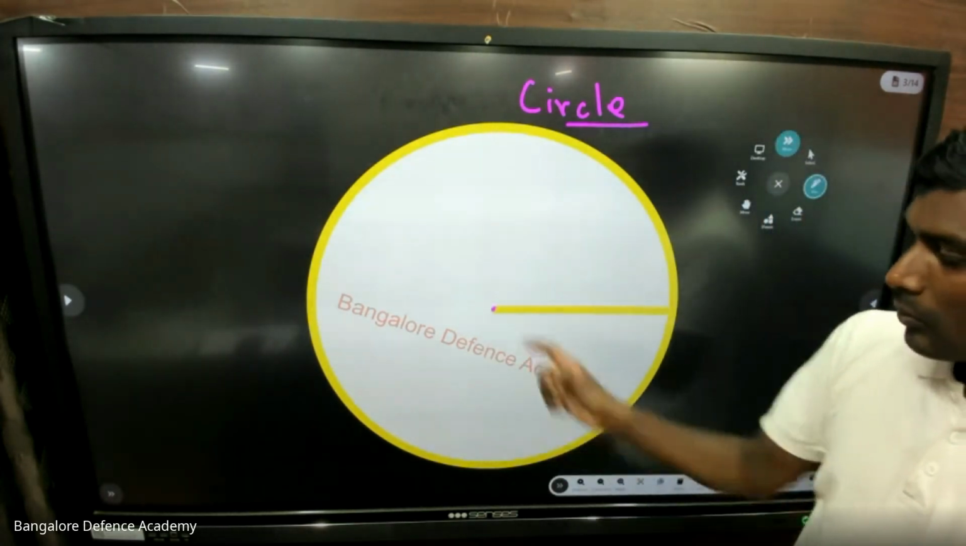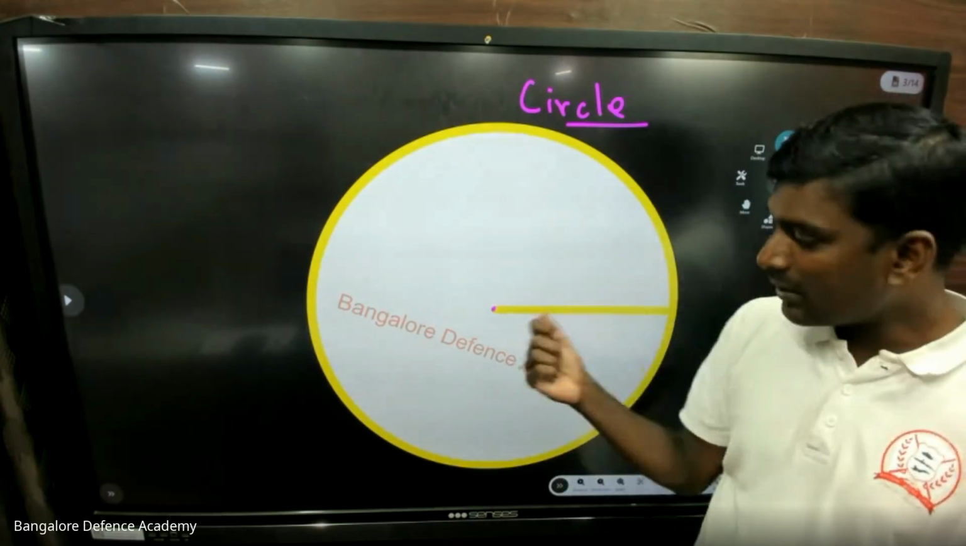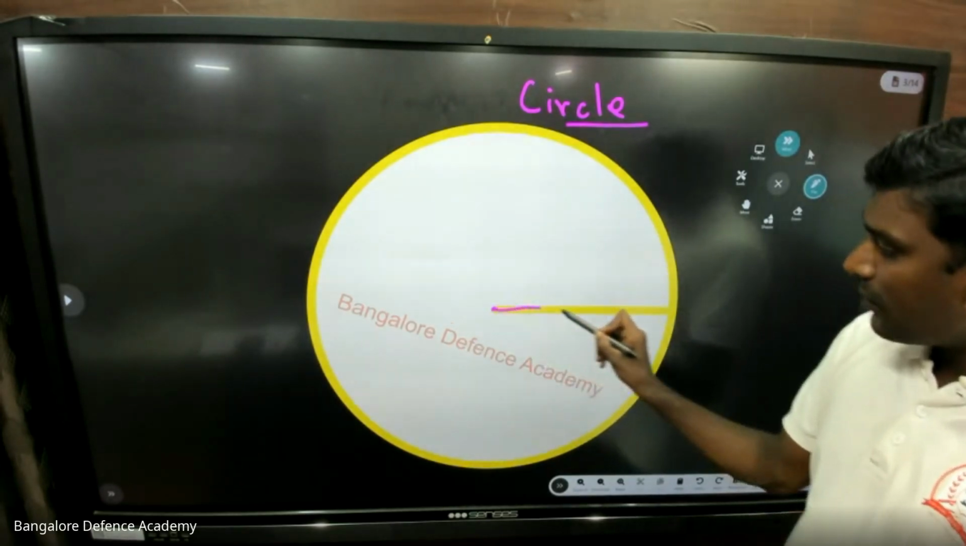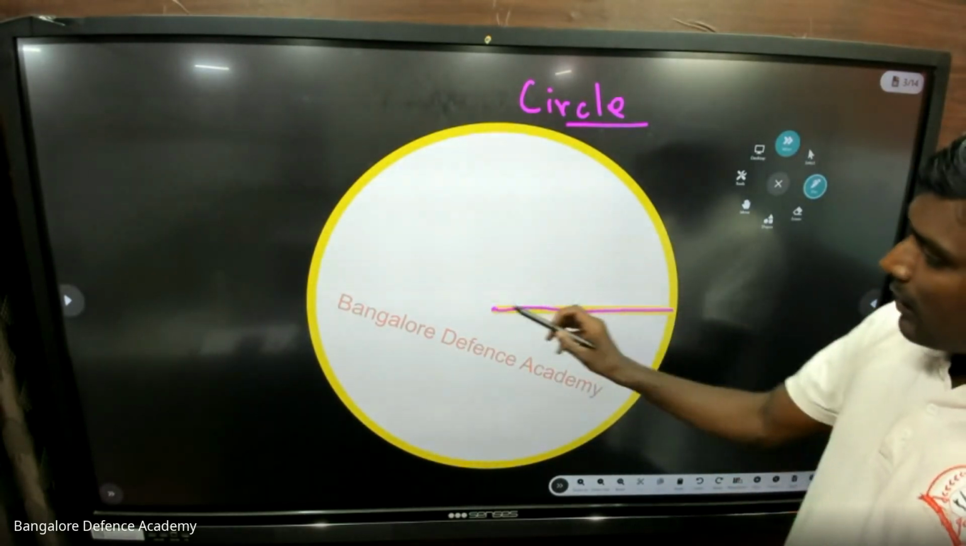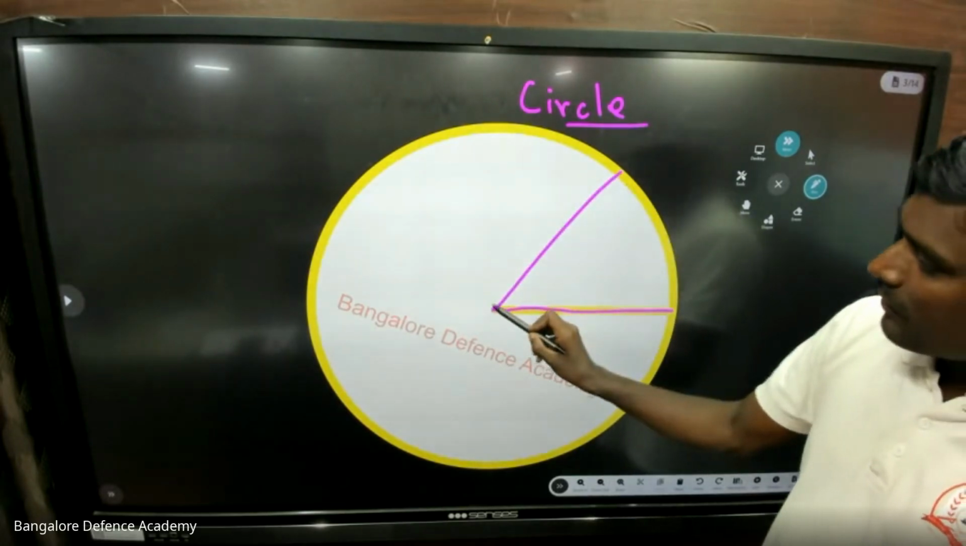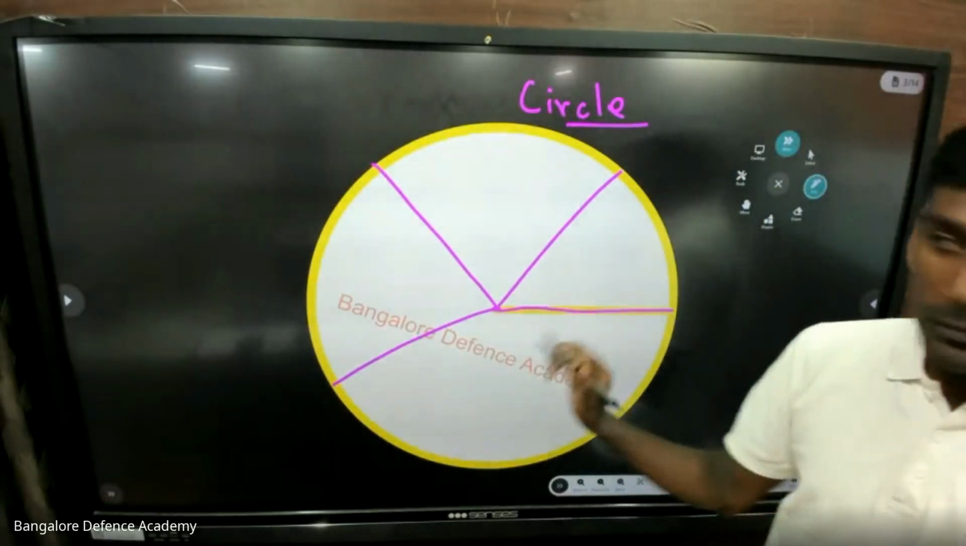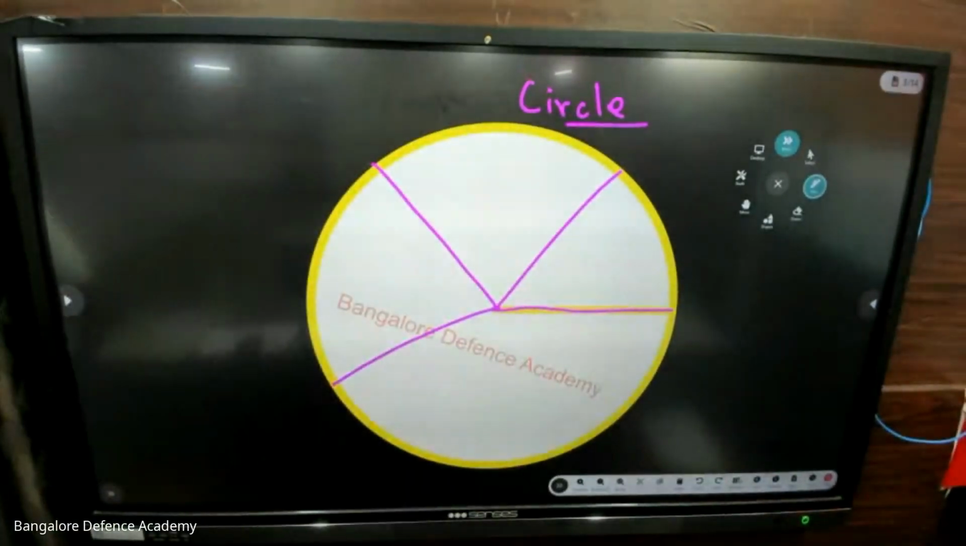So there are two sentences. The first sentence is that a circle will have a center. And from here, if I take this distance, and this distance, and this distance, all the distances will be the same.